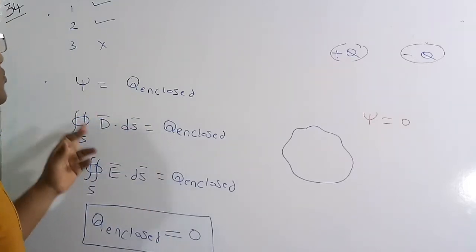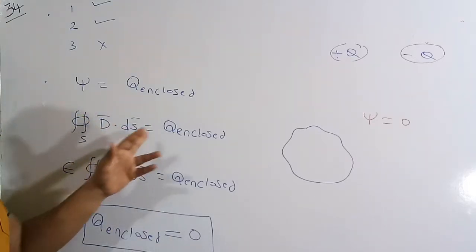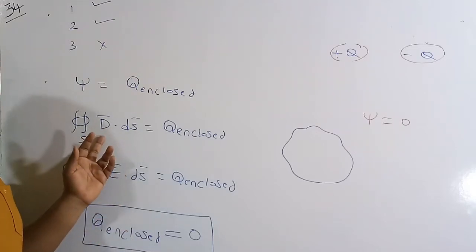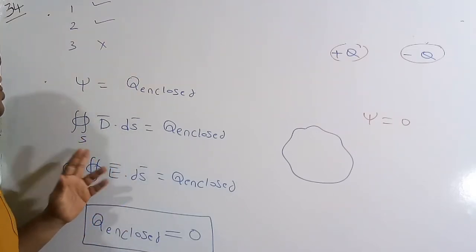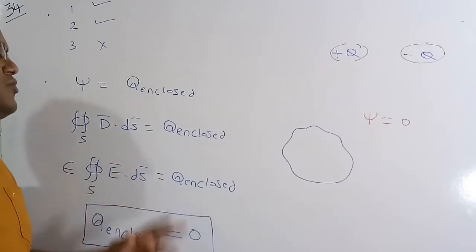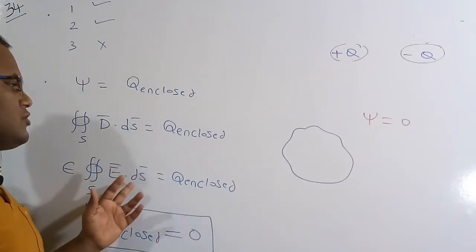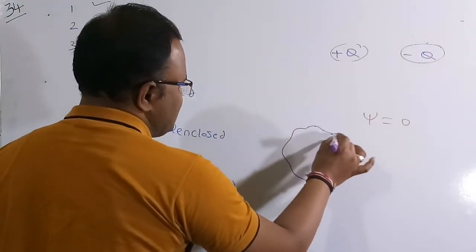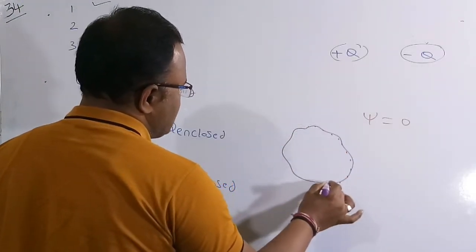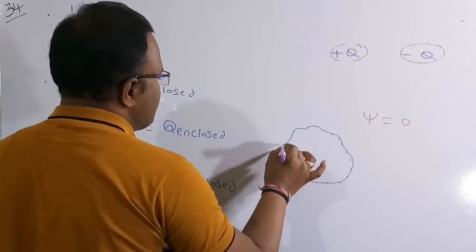So total flux, the closed surface integral of D·dS, is equal to the charge enclosed. D we can write as epsilon times E. Therefore, epsilon times the closed surface integral of E·dS is equal to the charge enclosed. See, in the question they have given that at each and every point on this closed surface, the electric field is 0.